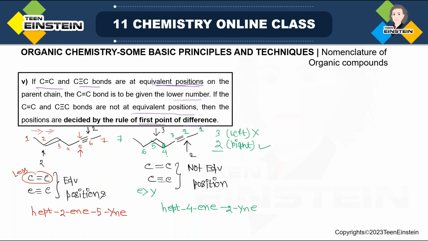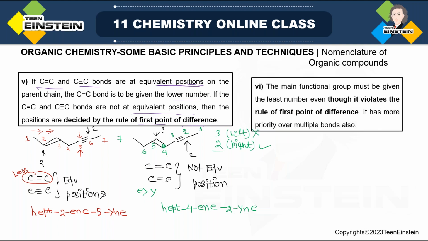So when CC double bond and triple bond are both present simultaneously, first you have to check whether their positions are equivalent or not. If equivalent, give priority to the CC double bond, that means give it the lowest number. But if they are not at equivalent positions, simply follow the first point of difference. Right?